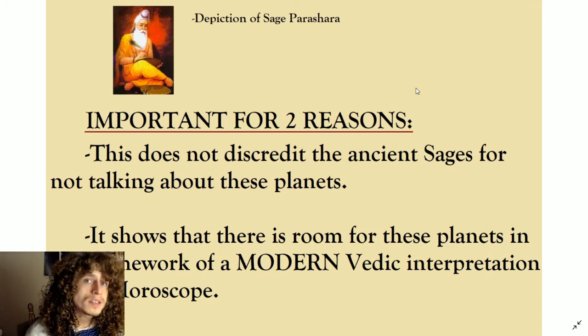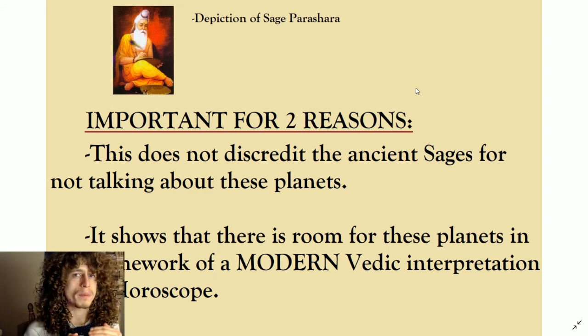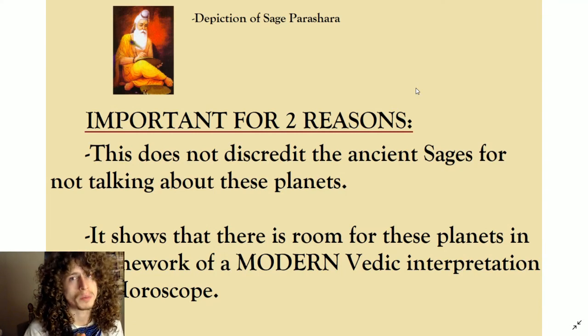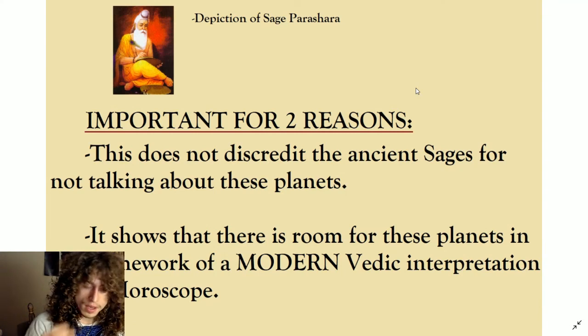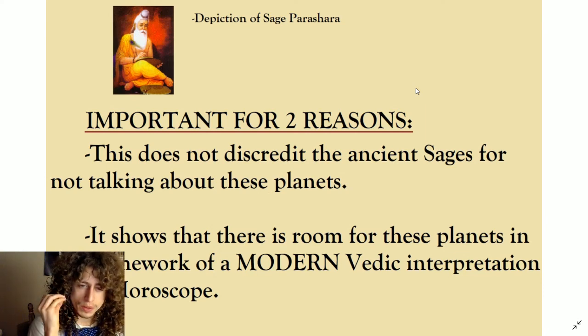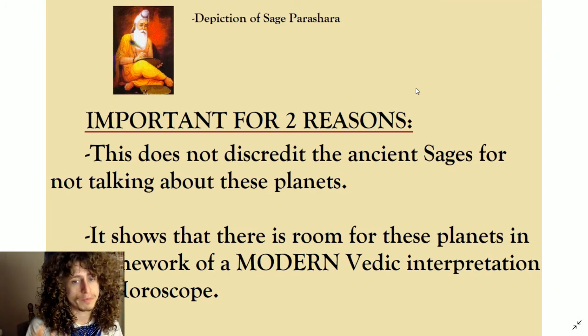They're planets, but they aren't quite as embodied in the energy field as a chakra, etc., as the other planets are. But they work through those seven luminaries, through the seven planets. And all of this goes to say that there is room for the outer planets in the modern framework of a Vedic interpretation in the modern day.